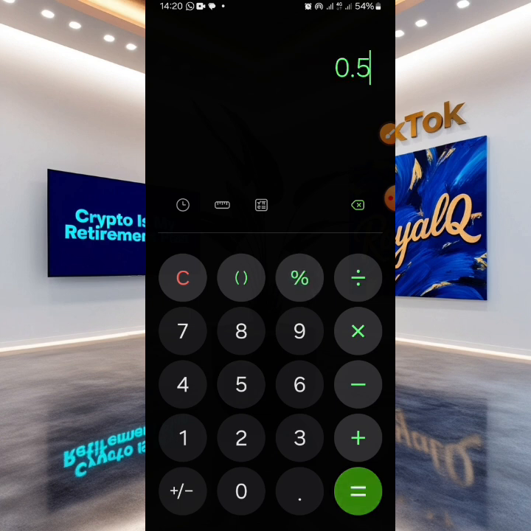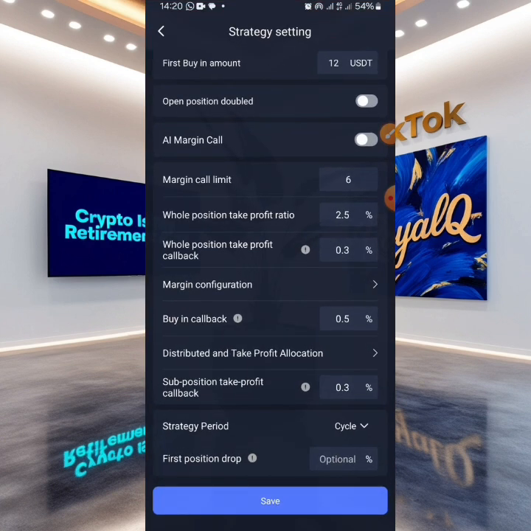2.5%. In this case, you are going to get out of the market with a 0.5 instead of the whole position of, let's say, 80 times 2.5%, which would be $2, just in case the robot put all the money in the market. So the whole position take profit will only work on the money the robot has put into the market, not your capital. This is the whole position take profit callback.